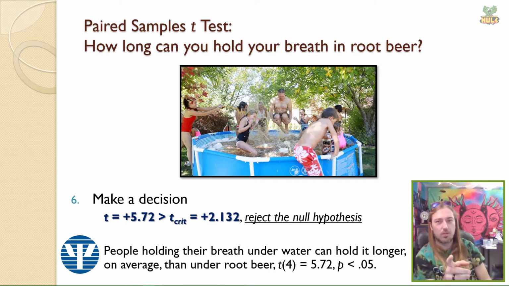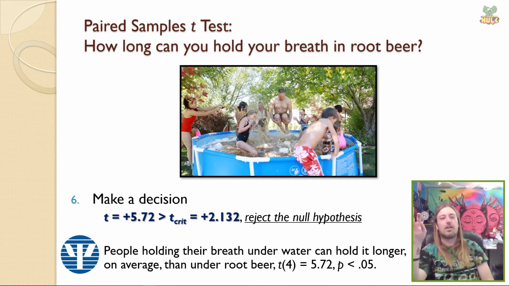But then because we're also still psychologists and statisticians, we report the stats. So we say lowercase t, italicized, degrees of freedom equals your t statistic, 5.72, comma, lowercase p, italicized, less than 0.05. Less than 0.05, again, because we are rejecting the null hypothesis.